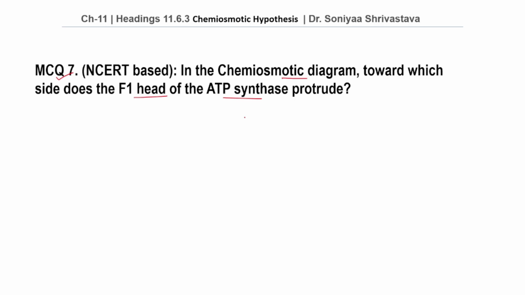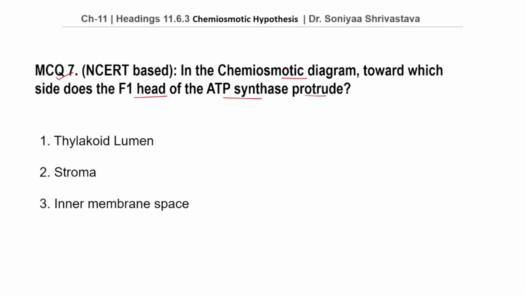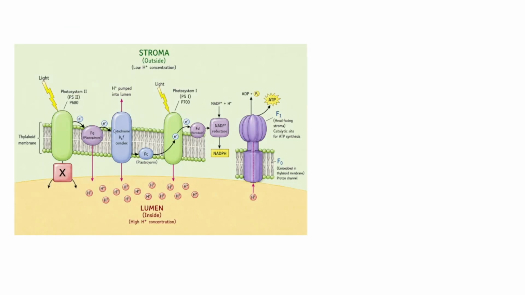Protons accumulate inside the lumen of the thylakoid membrane and flow through ATP synthase towards the stroma. So the ATP formed is released into the stroma, and this ATP is used in the Calvin cycle, that is the dark reaction, which occurs in the stroma. Student, this gives us a big clue about the orientation of ATP synthase, that is, where does the F1 head of ATP synthase protrude. Now before coming to the options, let's first see its diagram.